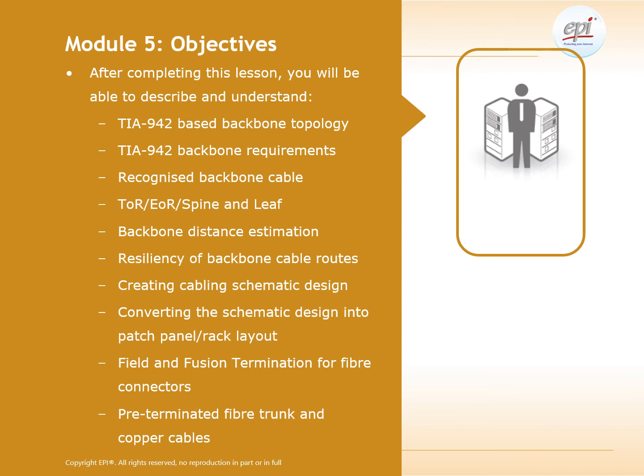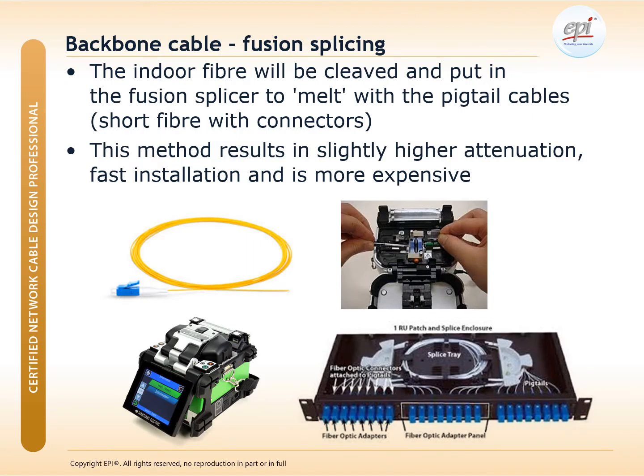Then we'll convert them into a physical rack layout, and then we'll explain when we do the backbone the different types of termination, like the field termination, fusion type, preterm. Now this is the fusion splicing, which is the most common termination method for the fiber backbone cable today.